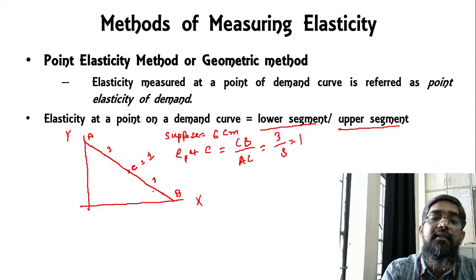Whereas any point, let us take another point in between C and B, in the middle of CB. Suppose this is your point E, the middle of CB. And take one more point here, D, the middle point of AC.